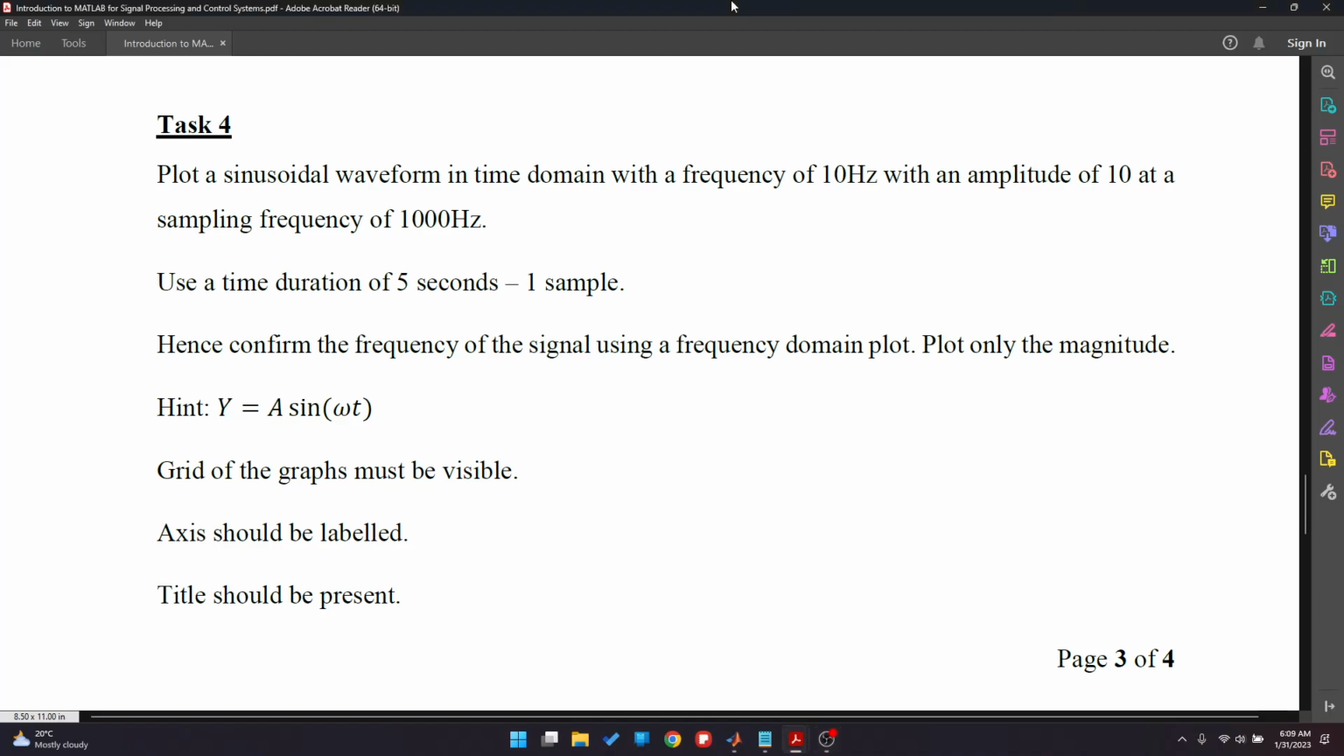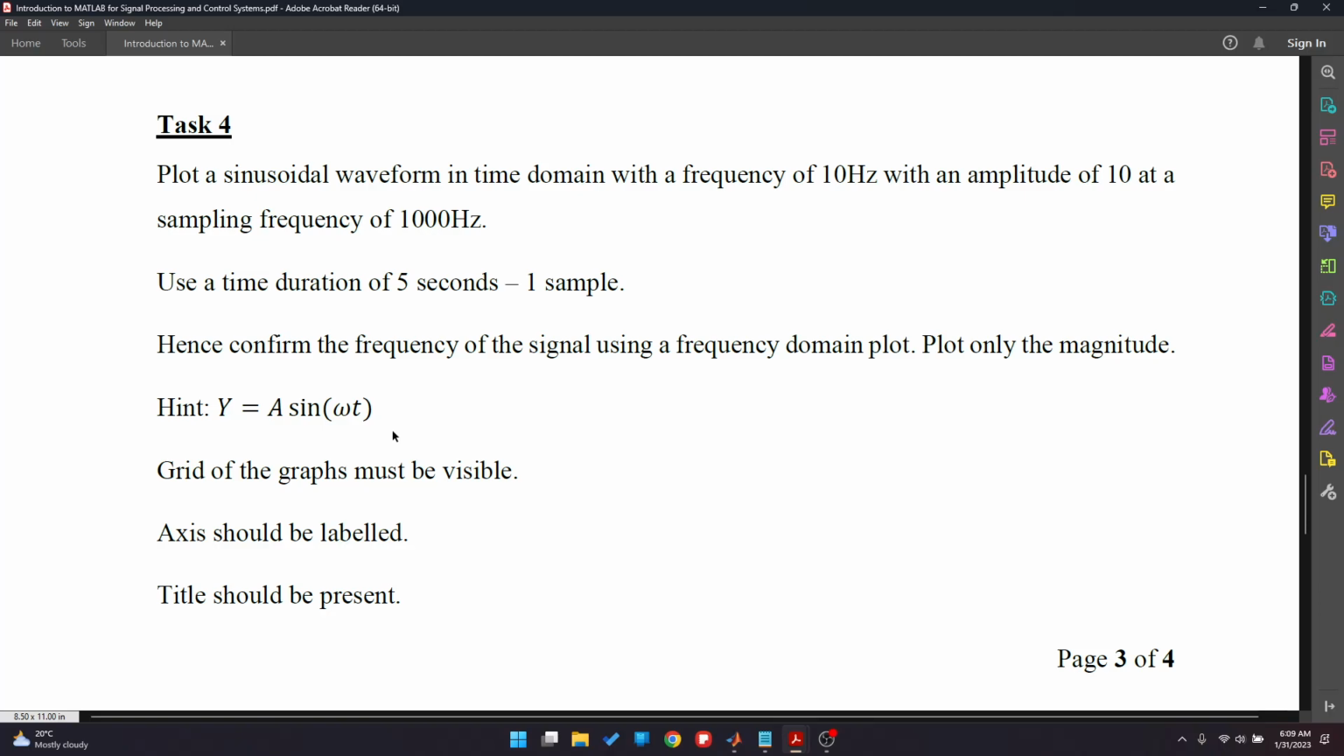In this video, we will plot a sinusoidal waveform using the equation a sin omega t. And we will then convert that sinusoidal waveform, which we plotted in time domain, to frequency domain using the FFT command in MATLAB.